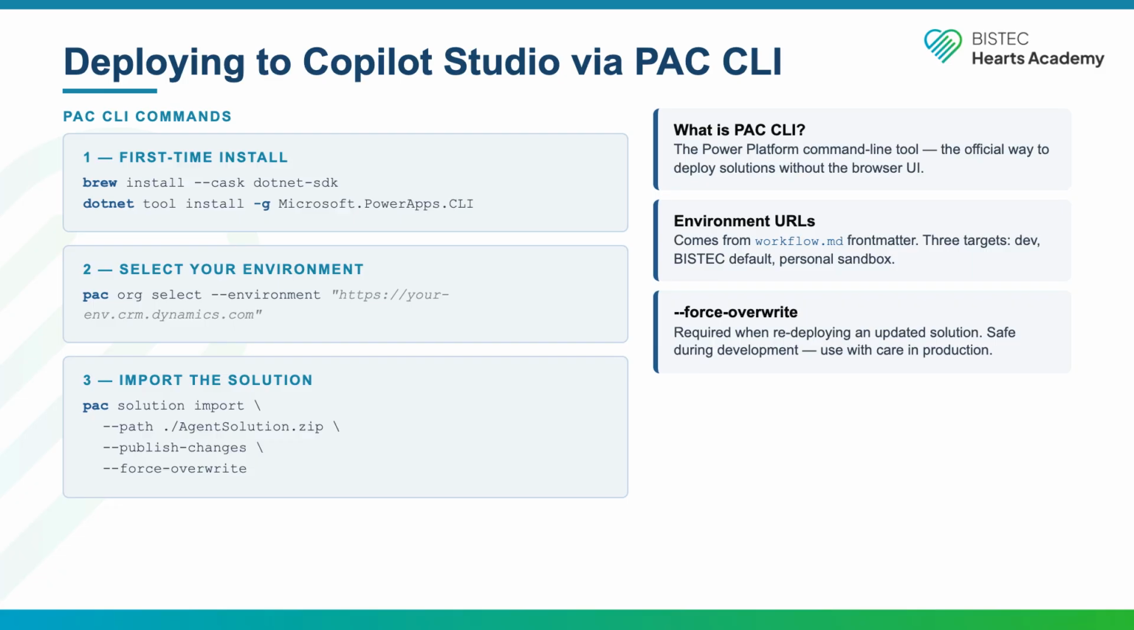Environment URLs are recorded in the workflow and in the agent's front matter. 3 environments are pre-configured: dev, the BISTEC default, and your personal sandbox. Always deploy to your personal sandbox first during active development. The force overwrite flag is safe during development. In production, you would export the existing solution before overwriting.